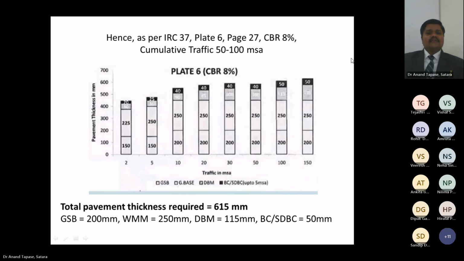Well, this chart is for 8 CBR, and for this 8 CBR we can see again, I am taking from 2 MSA to 150 MSA. There won't be any change in the traffic in million standard axles. The change is for CBR 8%. When it is CBR 8%, the pavement thickness will vary.